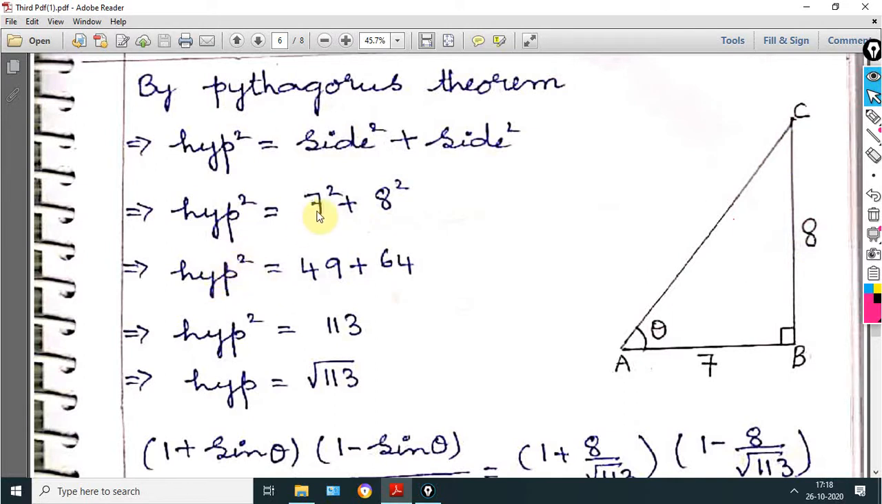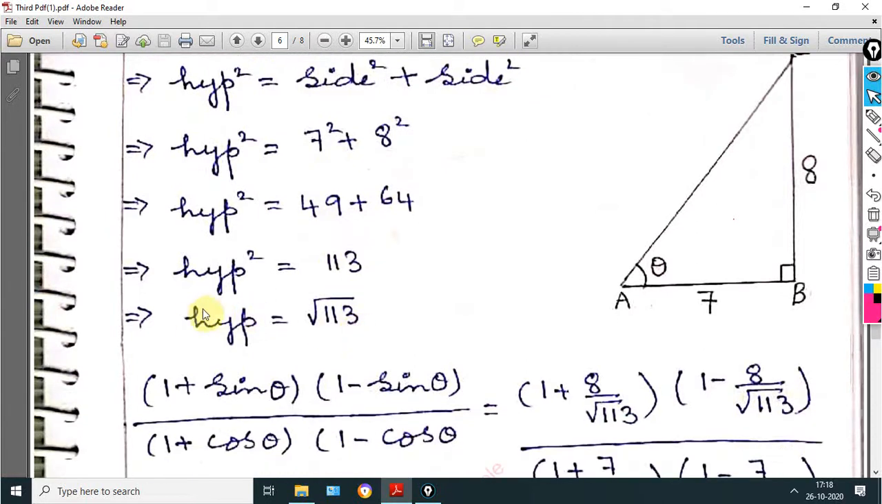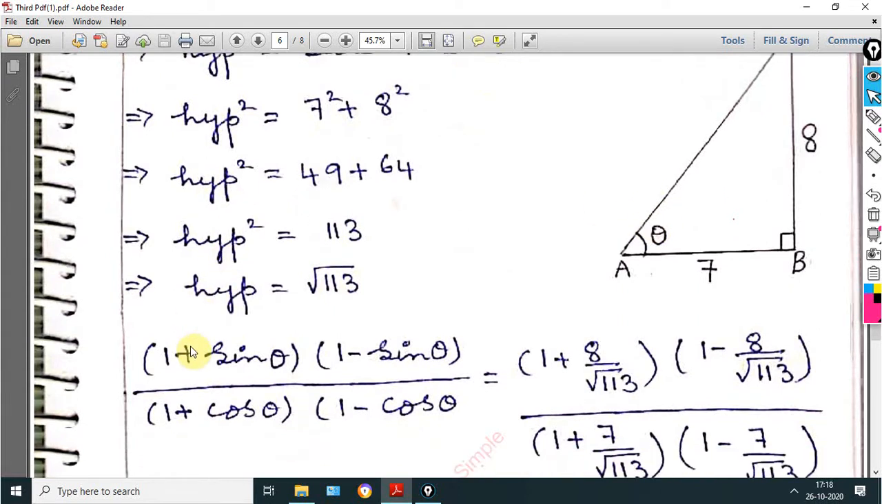Hypotenuse square equal to 7 square, which is 7 sevens are 49, plus 8 eights are 64. When we add these two we will get 113. Next, we take the square to the other side, so it will become square root of 113. So we got the hypotenuse value also. Okay. Now what is he asking?